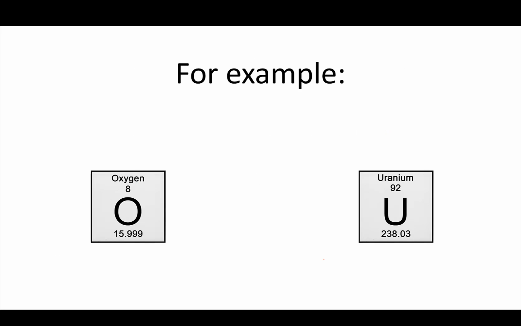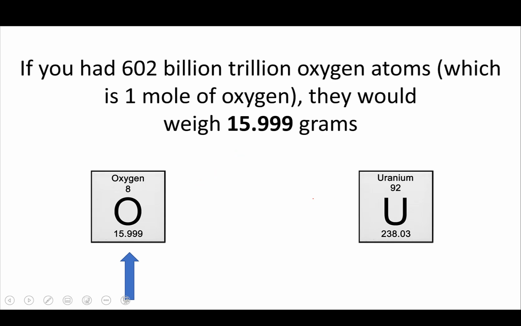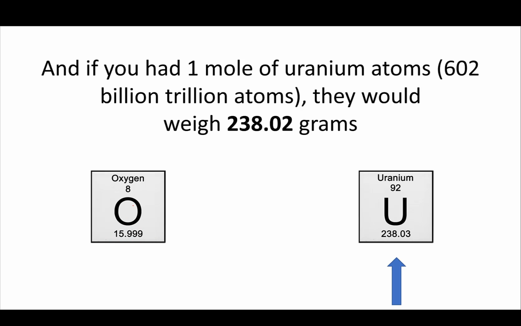So for example, I have 2 periodic table boxes right here, one for oxygen and one for uranium. If you had 602 billion trillion oxygen atoms, which is 1 mole of oxygen, they would weigh 15.999 grams, so about 16 grams together. And if you had 1 mole of uranium atoms, which is 602 billion trillion atoms, they would weigh about 238.03 grams. This should say 3 and not 2, sorry.